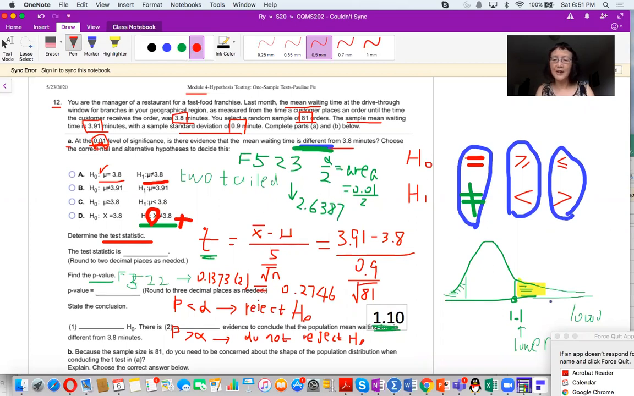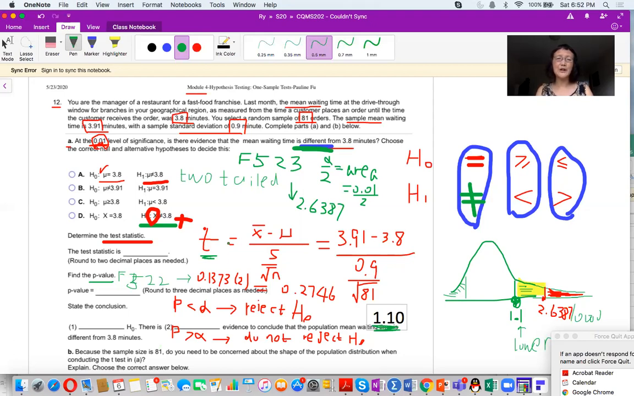So in this diagram, it is 2.6387, it is here. The critical value decides the rejection region. So from here, this is the rejection region. If the test statistic is in the rejection region, you reject. But our test statistic, 1.1, is not in the rejection region. So you do not reject H0. And you get the same conclusion as from the p-value method. With the test statistic, same conclusion: do not reject H0.